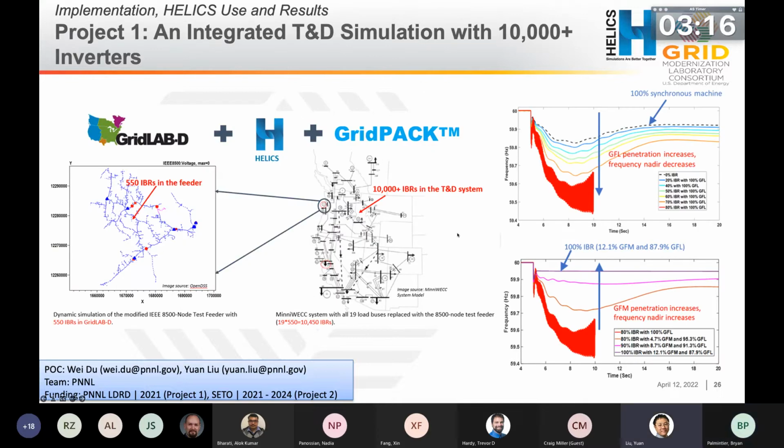This is the first project. You can see that we use the miniWECC system, which has 120 buses, and we replaced all the 19 load buses with the IEEE 8500 node test feeders. In each feeder we have 550 IBRs, and the grid forming and grid following inverters are half and half. In this study, we leveraged PNNL's clusters of servers.